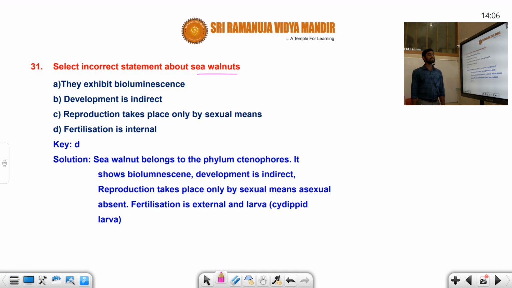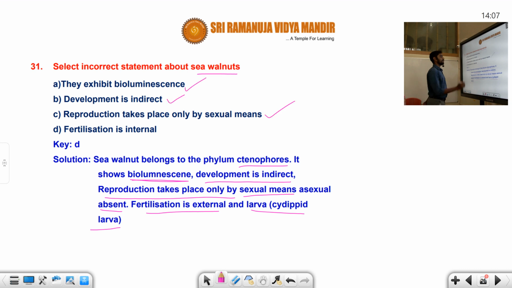So what is given here? They exhibit bioluminescence, this is a correct option. Reproduction takes place only by sexual means, this is also correct. But the fertilization is given here as internal, whereas actually the fertilization in Ctenophores is external. So the correct option for the incorrect statement is D. 31 is D, student.